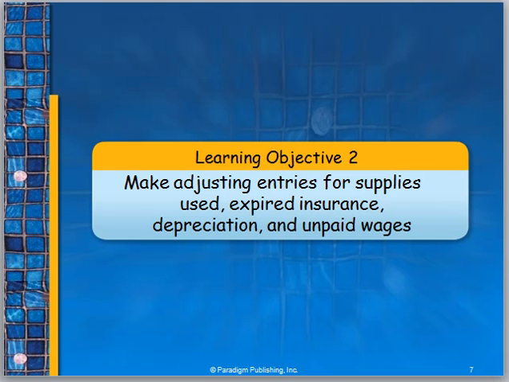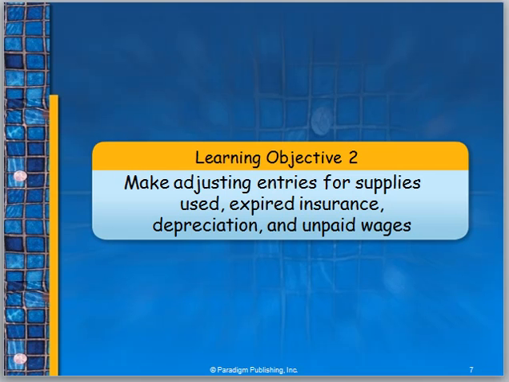So what accounts might we use adjusting entries for? Well, definitely supplies, like we've already talked about, expired insurance, depreciation, and unpaid wages. So at the time of purchase, supplies are a 100% asset. But every time you use supplies, there's less of that asset.